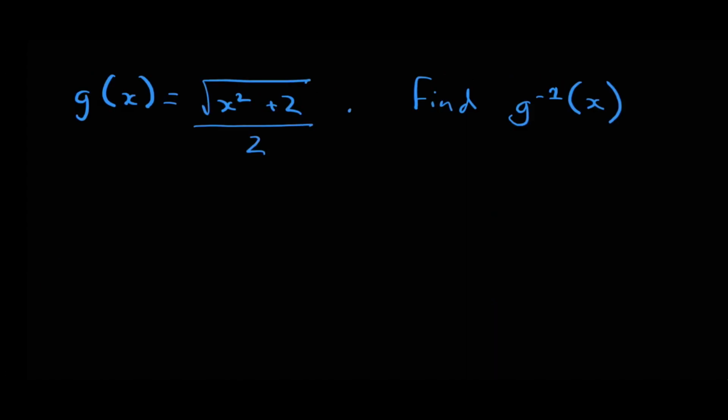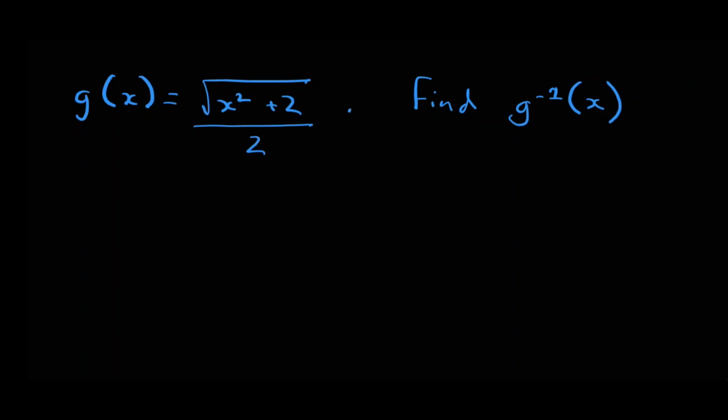Alright, let's try another one. g(x) = the square root of (x squared + 2)/2. Find the inverse of g(x). So you can have a go at that one, or otherwise I'll show you how to do it.